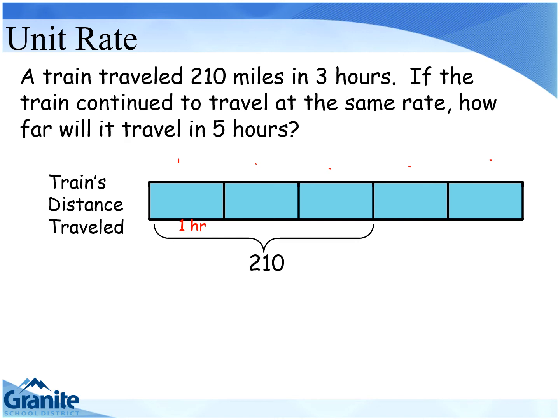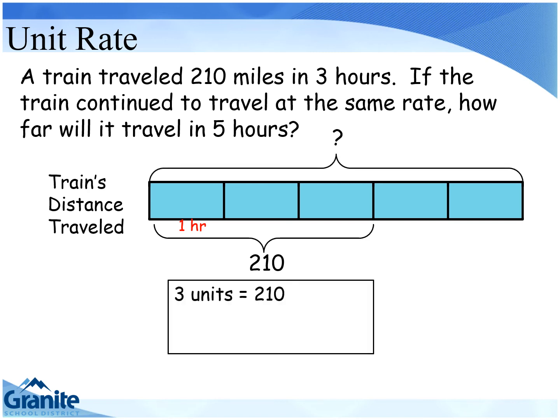If we're using these bars, these 3, they're going to travel the same distance every hour. Okay, we know that 3 units equals 210 miles. So if we do some division there, dividing into 3 equal parts, each one of these units will be 70.